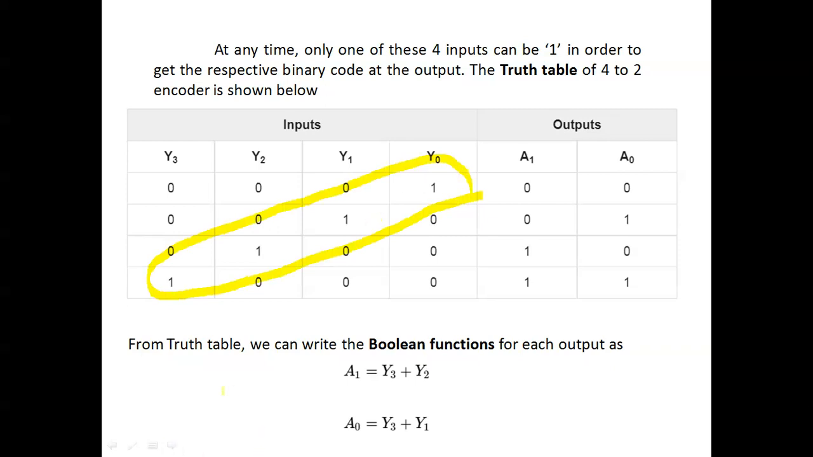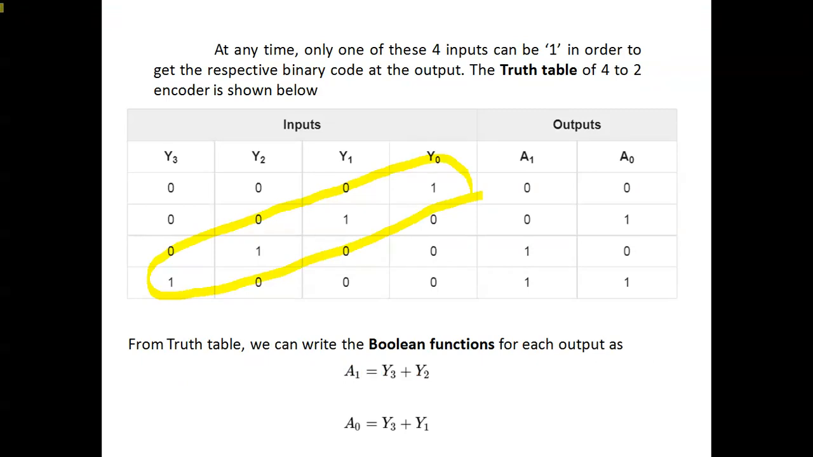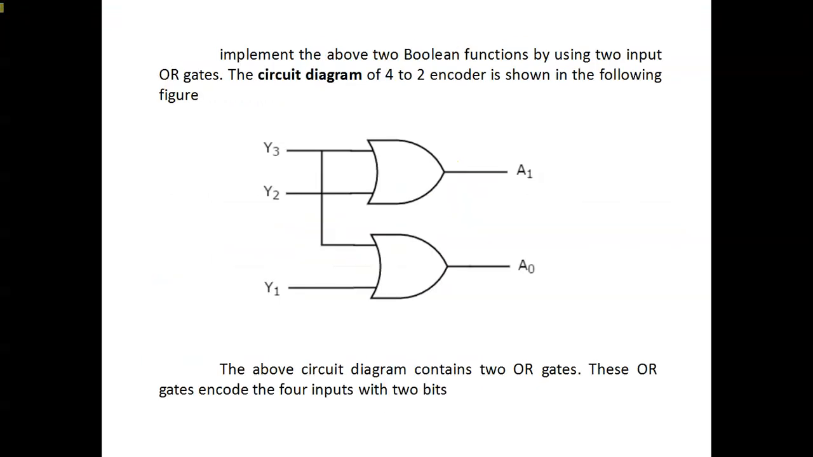So Boolean function for a1 and a0. So a1 is y3 plus y2, then a0 is actually y3 plus y1. You can get it from the K-map. Implement the K-map, you get the Boolean expression. So y3 and y2 and y3 y1. You can draw the logic diagram for the 4 to 2 encoder. So a1, a0, y1, y2 and y3.